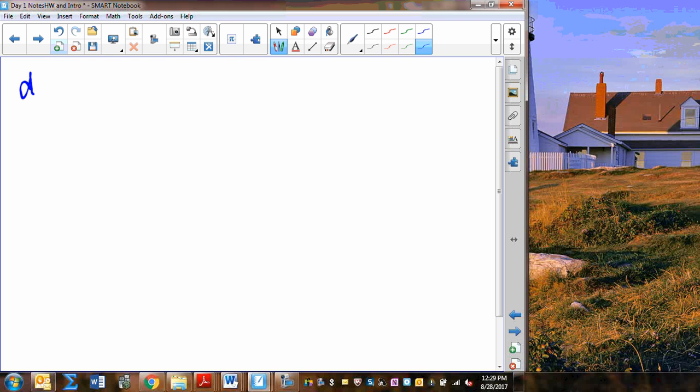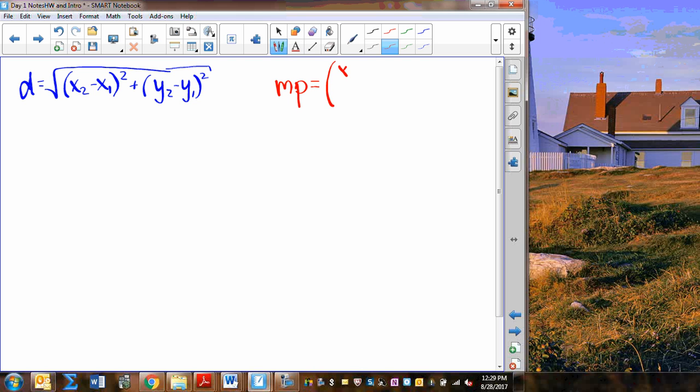Let's write our distance formula. It's the square root of (x2 minus x1) quantity squared, plus (y2 minus y1) quantity squared, all that square root. And our midpoint formula is again the sum of our x's divided by 2, comma, the sum of our y's divided by 2.